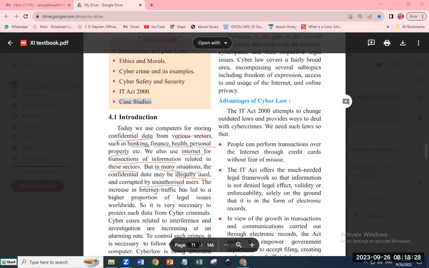The increase in internet traffic has led to a higher portion of legal issues worldwide. Now, what is this internet traffic? What do you mean by internet traffic? Many people at a time are on the internet, right? So many millions of people are there. Now, if I have a particular exam and I need to register for those exams, I need to give the paper. So I have many students who are there for one particular server they are using, right?